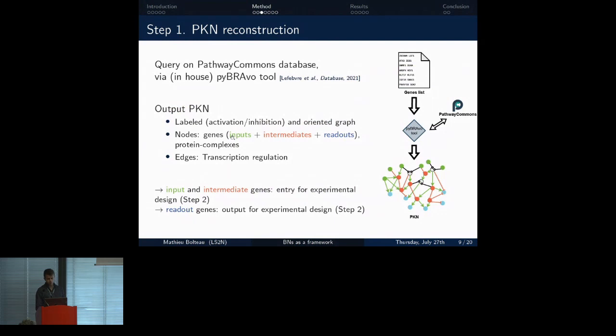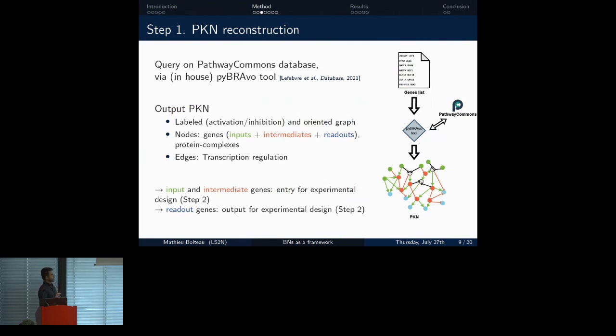We also denote three types of genes in function of the topology of the graph. In green, we have the input genes, which are nodes without predecessors. In blue, the readout genes, which are nodes without successors, and the other nodes in red are called intermediate genes. Here, inputs and intermediate genes are the entries for the experimental design in the second step, and the readouts are the outputs for this second step.